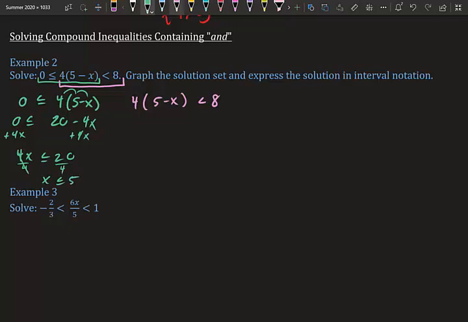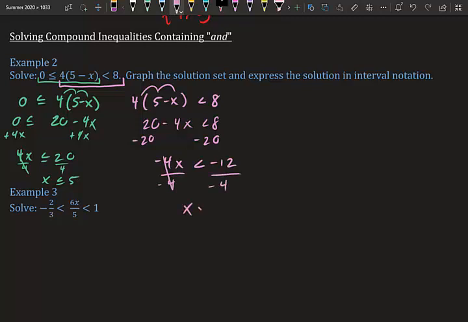Now we need to do the same thing with the purple one. So we distribute the 4. We have 20 minus 4x is less than 8. Go ahead and subtract 20 from both sides. So we have negative 4x is less than negative 12. Divide by negative 4. And since we divided by a negative, we have to flip the sign. So we get x is greater than positive 3.